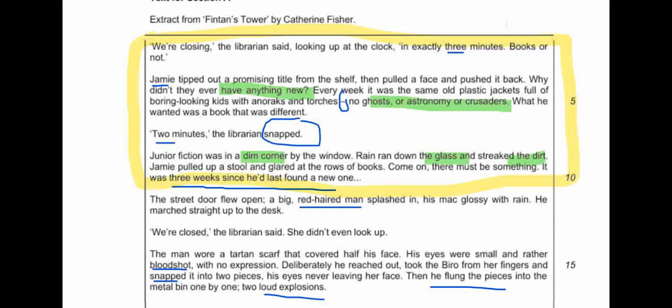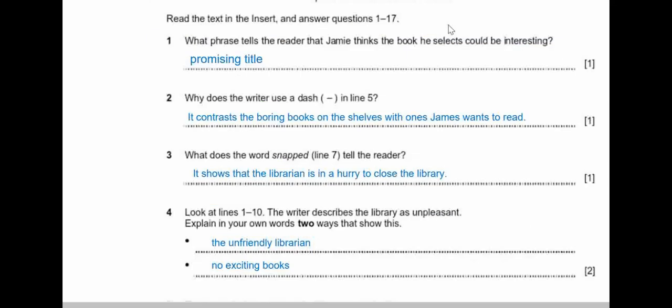Okay. We just type down two ideas, which are there's no new books and the librarian is unfriendly. However, if you have any possible answer, you may type in the comment section to clarify. So we type down our two answers: the unfriendly librarian and no exciting books.